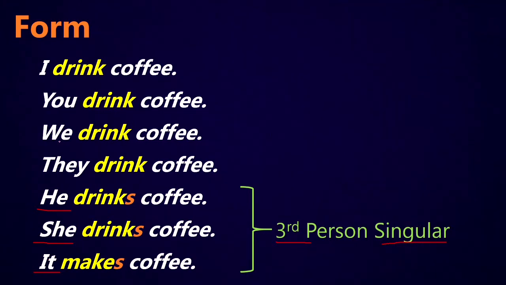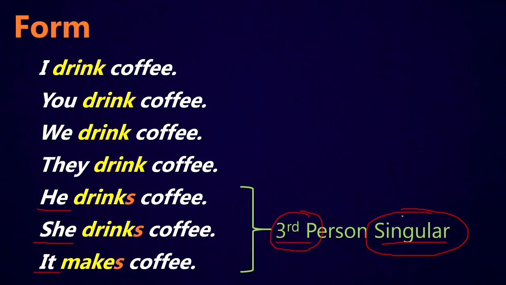For all of these other grammatical persons, I, this is first person, singular. You, this is second person, singular or plural. We, this is first person, plural. And they, this is third person, plural. We don't add the S. We only add the S for the third person singular.